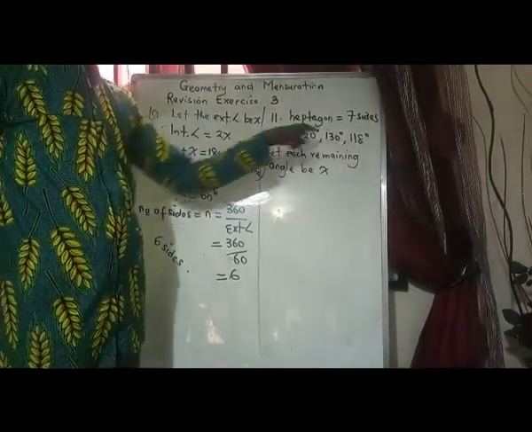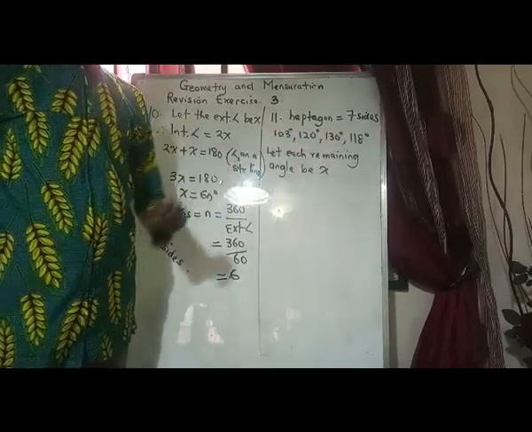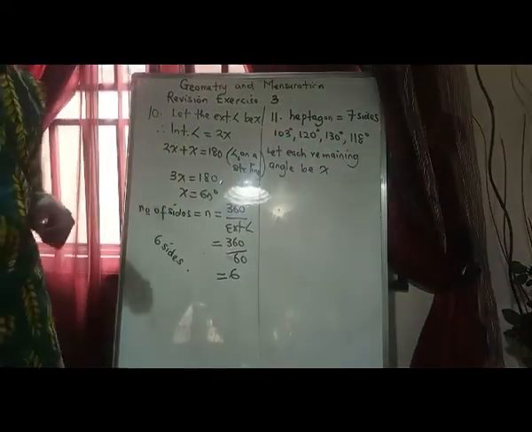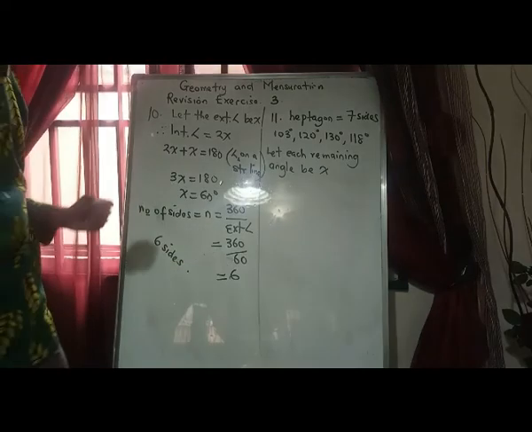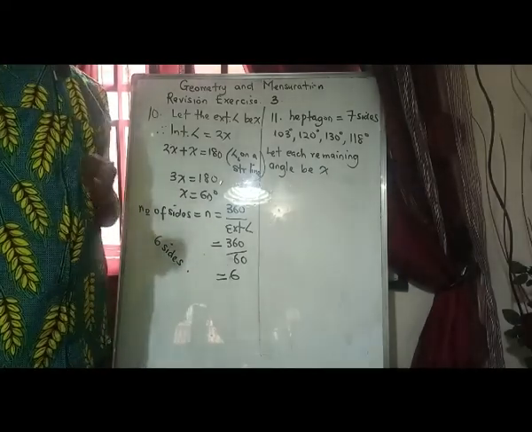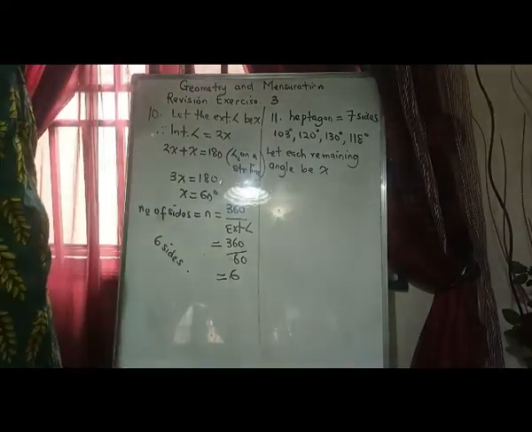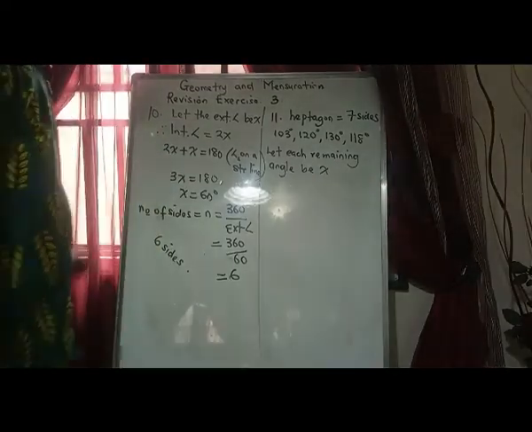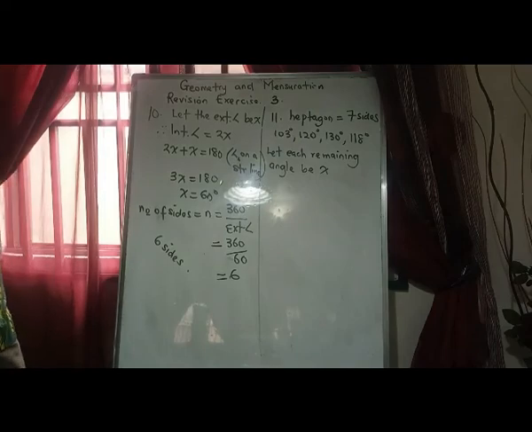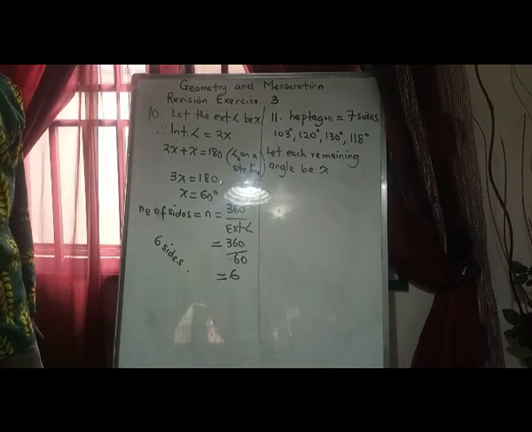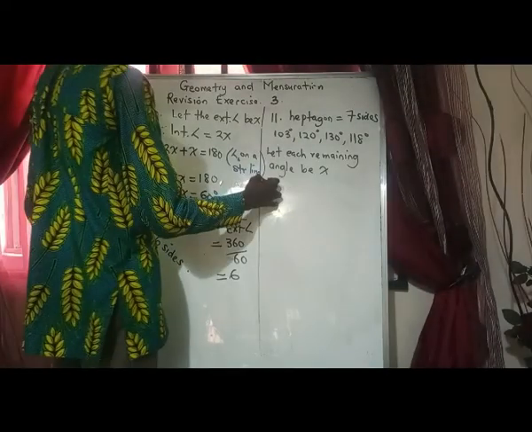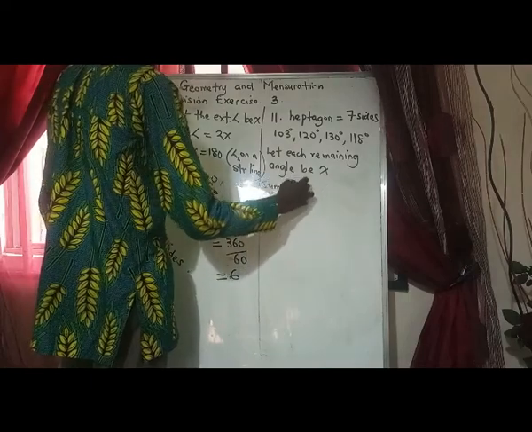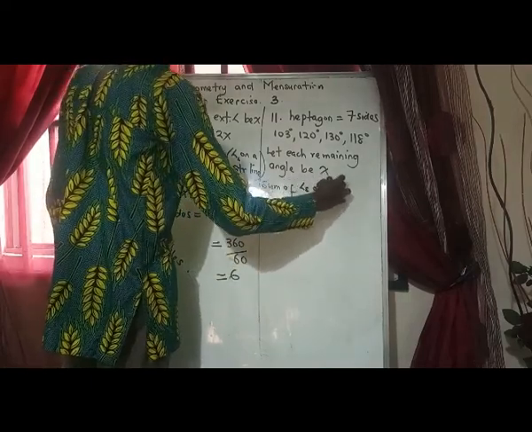4 angles have been given to us. So 4 from 7 will give me what? 3. Which means that there are 3 angles that are missing. So what do we do? We now need to look for the sum of the angles of what? A heptagon.